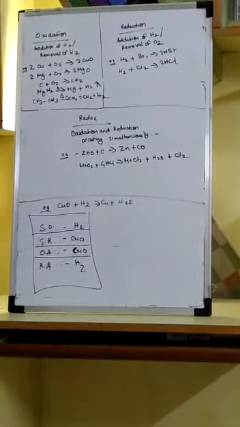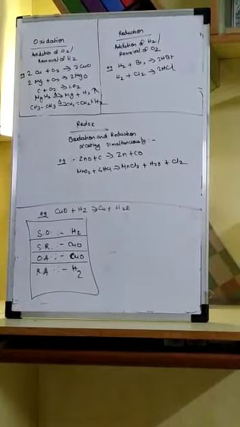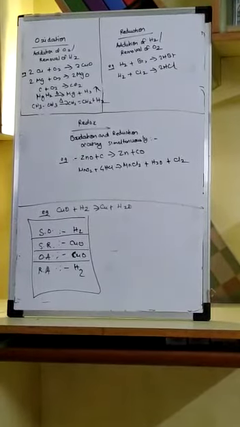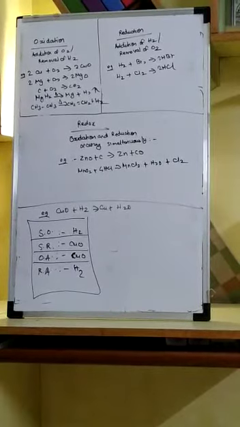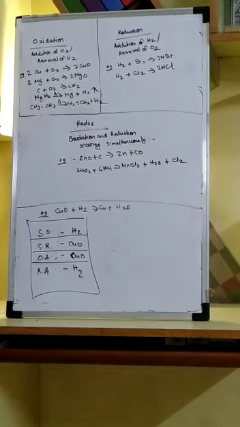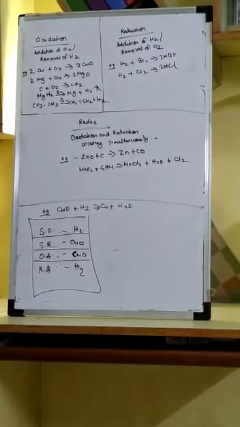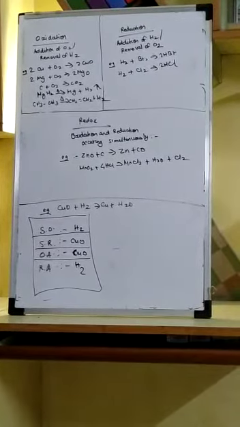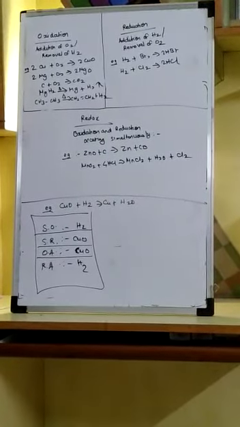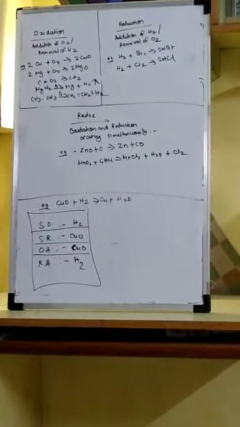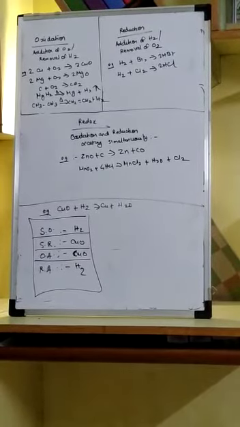Going ahead, let's see some other types of reactions including oxidation, reduction and redox reactions. First and foremost, what is oxidation? Oxidation is any reaction in which oxygen is added to a reactant or hydrogen is removed. Any reaction comprising addition of oxygen or removal of hydrogen, "or" is the key word, it's not "and", it's "or". Any reaction comprising addition of oxygen or removal of hydrogen is known as oxidation.